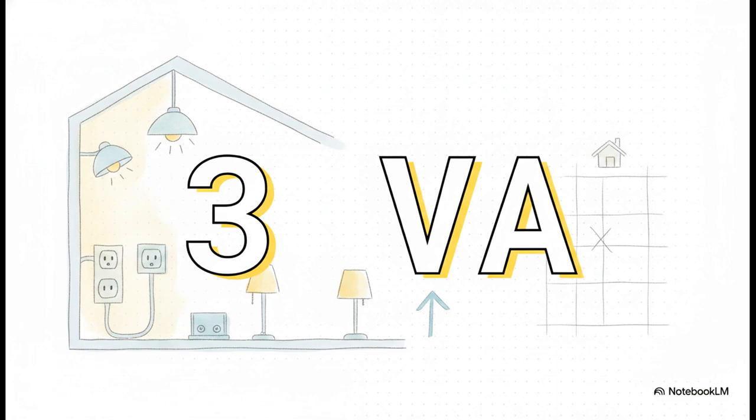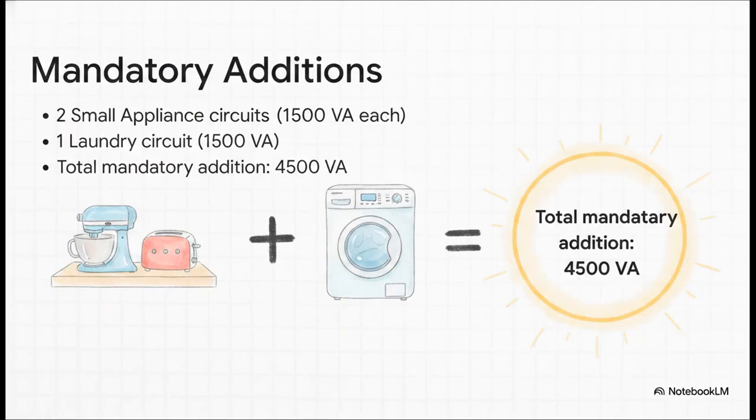3 volt amps per square foot is the absolute baseline minimum unit load for general lighting and general purpose receptacles in a home. When you multiply the home square footage by 3, you are calculating the base general lighting load. But hold on, you're not done. You absolutely must remember to add these mandatory circuits to every single standard dwelling calculation before doing anything else.